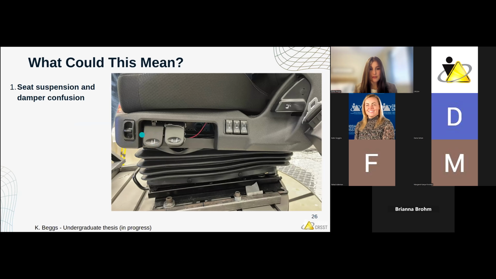And then we also have this damper setting right here, but it wasn't explicitly covered in the training. So participants generally did not know how to use it.